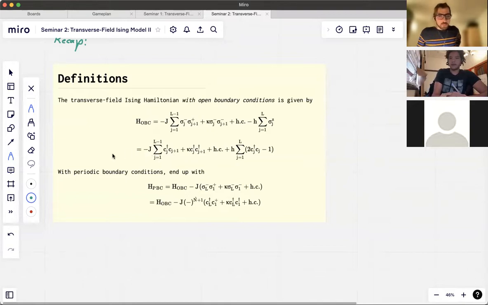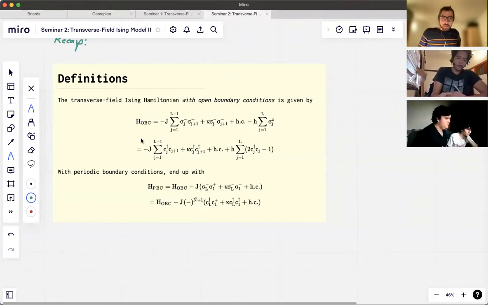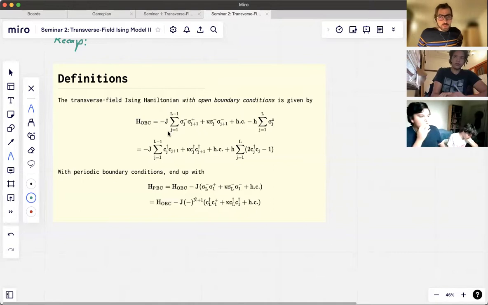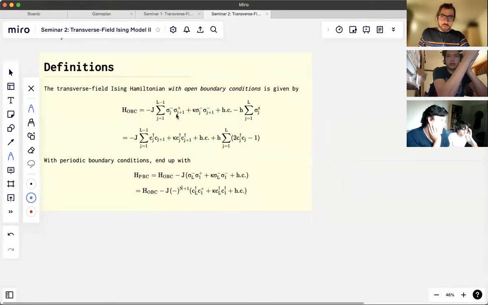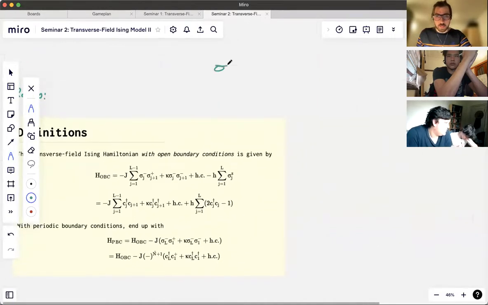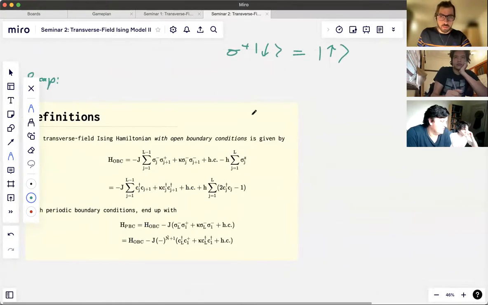Welcome everybody to seminar 2 of the series on the Transverse Field Ising Model. I want to start with a recap of where we got to in seminar 1, and then we'll quickly move on. We defined the transverse field Ising Hamiltonian in terms of spin operators sigma minus and sigma plus, where sigma plus acting on a down is an up, and vice versa for sigma minus.